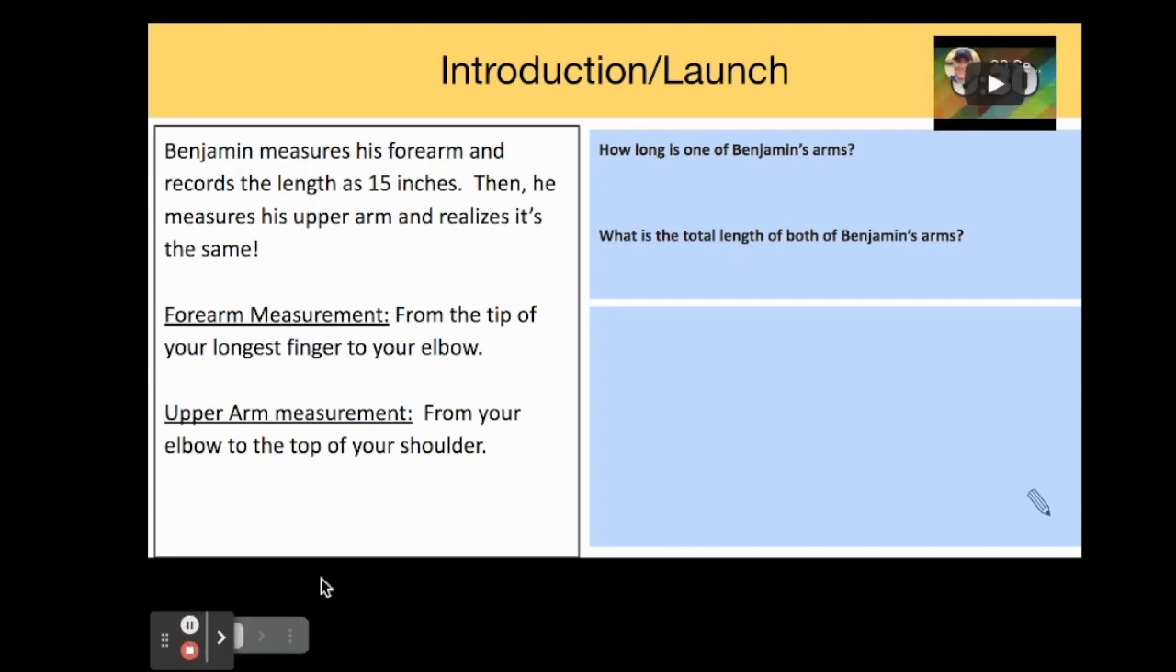I'm going to give you 30 seconds to try to figure out the answer to both of these questions, and then we'll compare our responses. You may begin.